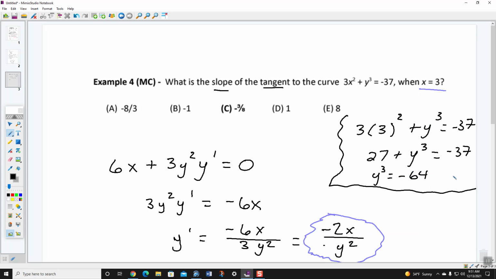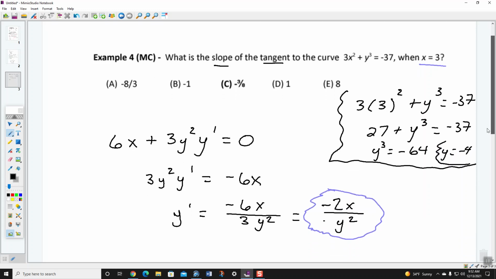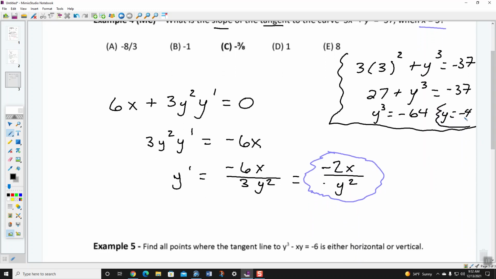You guys re-subtract 27 from both sides? Me as a parent. Anybody know the cube root of negative 64? What number times itself three times would make negative 64? Negative 4. So kids, the y value we're concerned about here is negative 4, all right? So the question becomes, what is the slope at this x value of 3? So to find that slope, we're really evaluating the derivative at x equal 3, y equal negative 4.